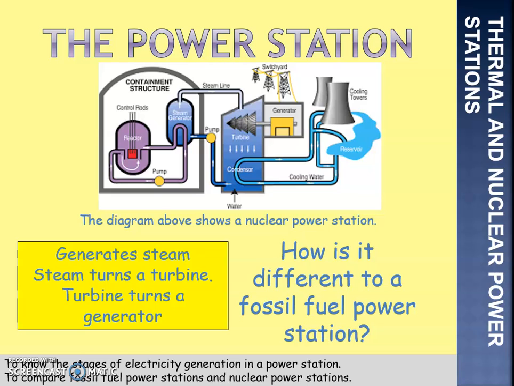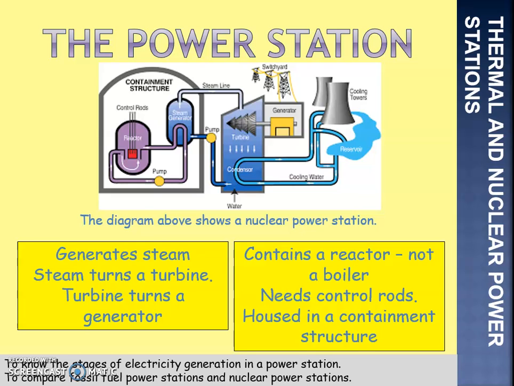Okay, the similarities. It generates steam, that steam turns a turbine, and that turbine then turns a generator. The difference is it contains a reactor rather than a boiler. It needs control rods to make sure it's safe, and it's housed in a containment structure, so it's held in there, so nothing can escape and get out from there.